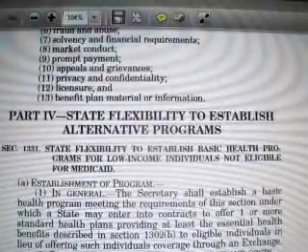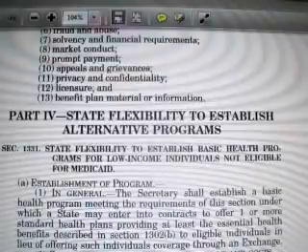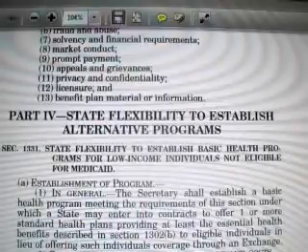And this is my continuing coverage of the healthcare law. We are on the bottom of page number 81. It says Part 4, State Flexibility to Establish Alternative Programs.